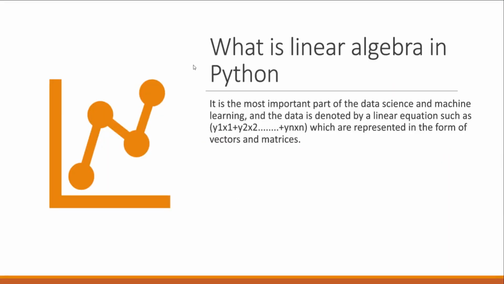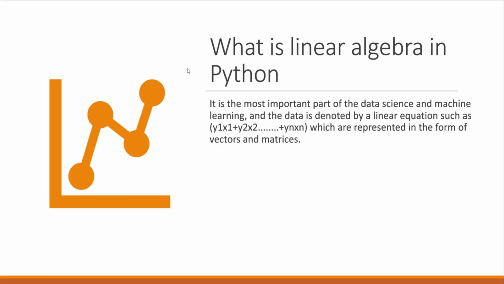So basically linear algebra can be defined as a branch of mathematics that deals with the study of linear functions in vector space or matrices. So it is the most important part of data science and machine learning, and the data is denoted by linear equations such as this one.